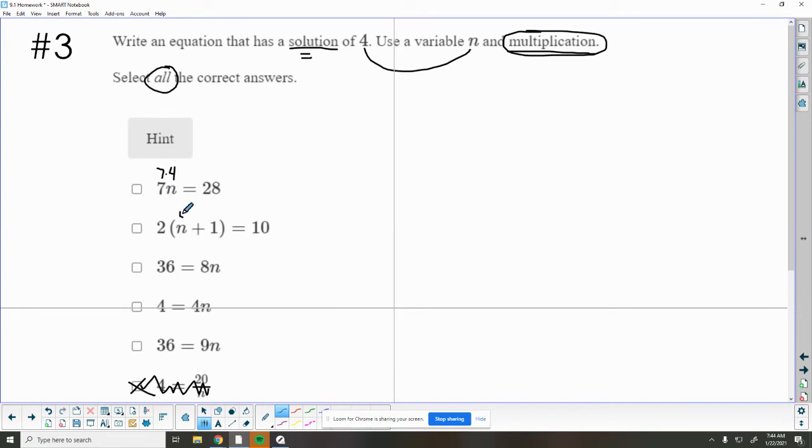So here we need to use our order of operations first and do the groups. 4 plus 1 is 5, and then we'll do 2 times 5. If that equals 10, then that one's correct. So I'm going to let you go ahead and try these other 3. So plug in 4 and multiply. If it's a solution, then it will be true and you'll check it.